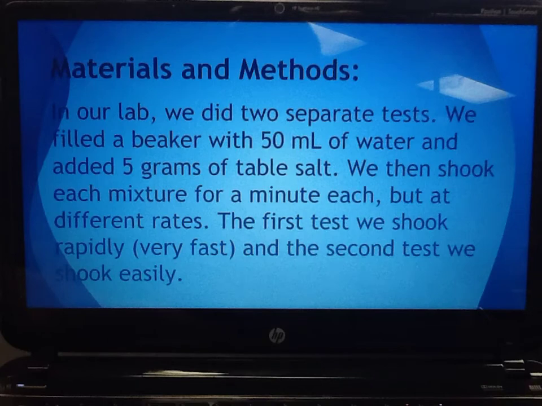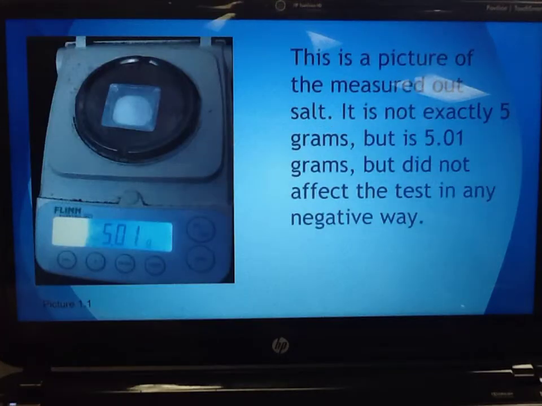Materials and methods. In our lab, we did 2 separate tests. We filled a beaker with 50 milliliters of water and added 5 grams of table salt. Then we shook each mixture for 1 minute, but at different rates. The first test we shook rapidly, which is very fast, and the second test we shook very easily. This picture here shows the scale on which we measured out how much salt we were using.